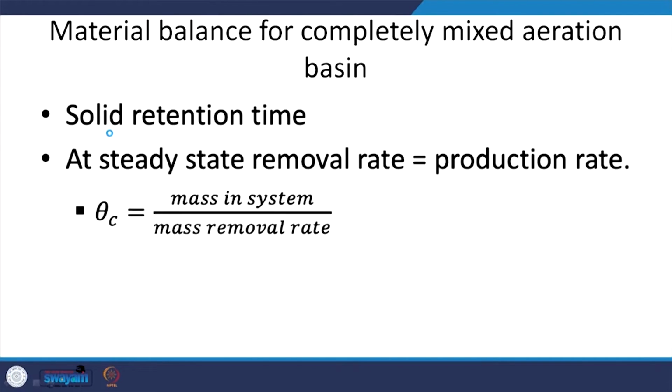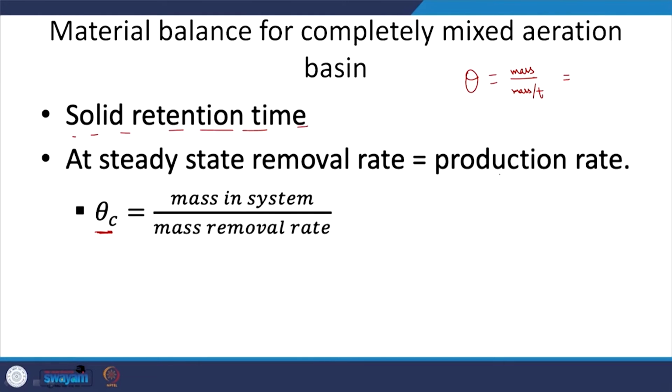And material balance for completely mixed aeration basin, here let us say I want to look at the solids retention time. And what is the solids retention time, theta c? How do I get that? Earlier we were looking at volume by flow rate and such, but here it is nothing but mass by mass being removed per time. This is the mass of microbes or mass of the solids by mass of solids being removed per time.